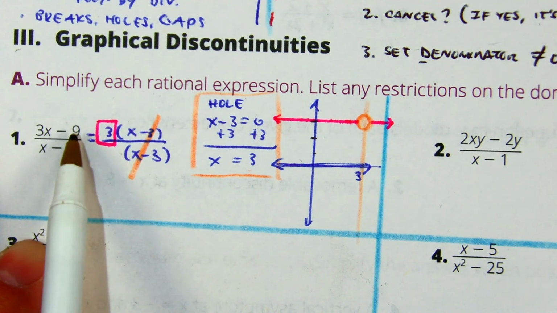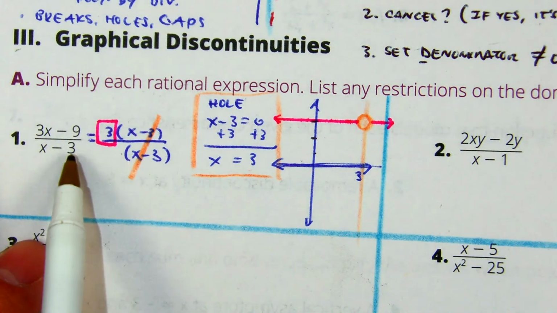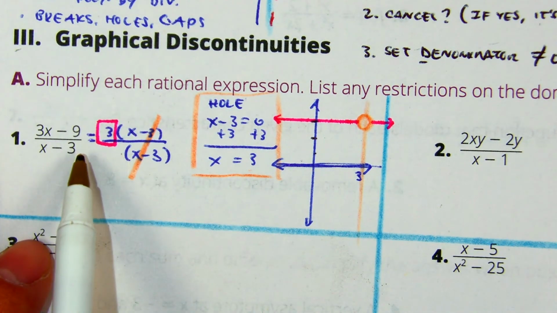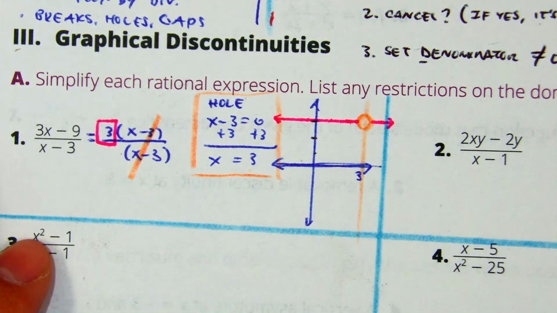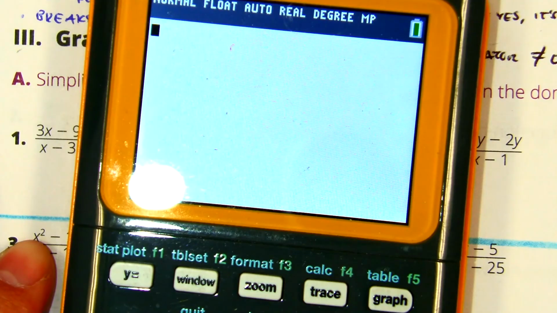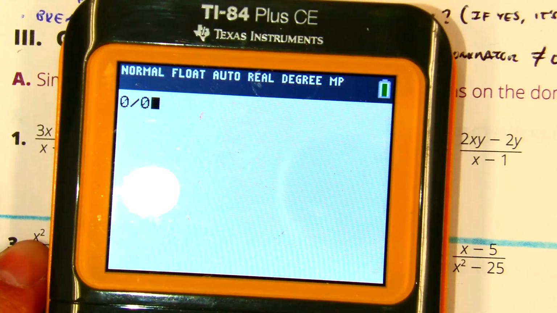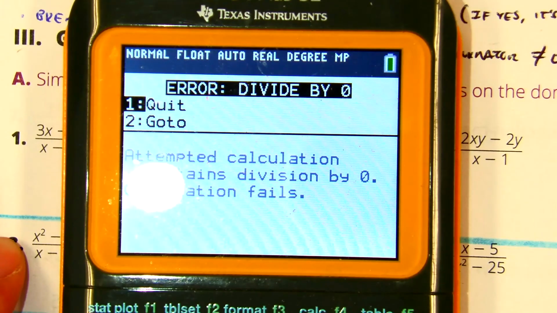This is a huge idea, okay? 3 minus 3 is 0. Okay, pay attention. Anything divided by 0. Anything divided by 0. Everyone say undefined. Anything divided by 0 is undefined.